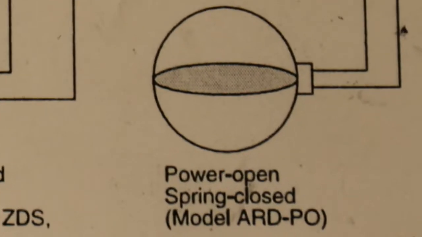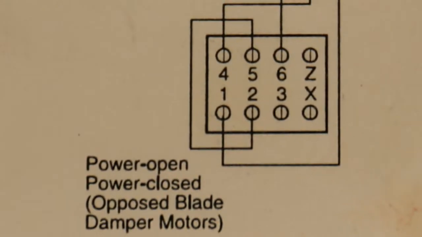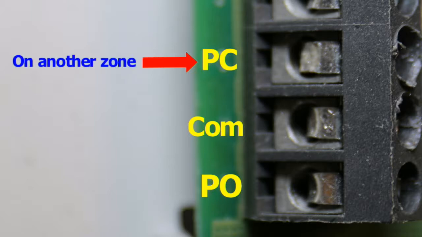Power open, power closed, power open, power closed. Notice again which terminals are energized. The power closed terminal is energized when there's an active call for heat or cool on another zone.